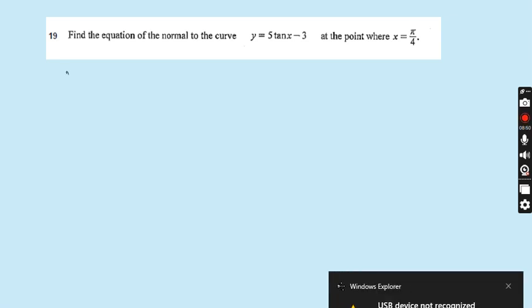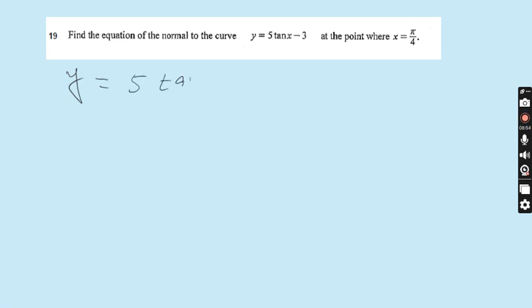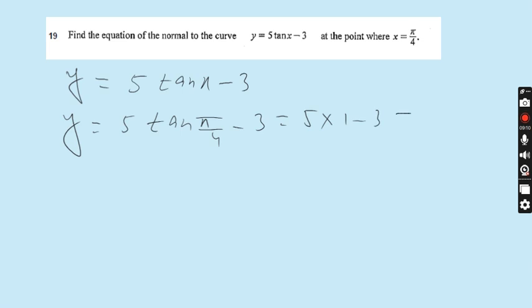Very easy. Write the equation of the curve, y equals 5 tan x minus 3. Put the value of x, which is pi upon 4. 5 into tan pi by 4, which is 1, minus 3. 5 ones are 5, minus 3 is 2. Hence x1, y1: x1 is given as pi by 4, y1 is 2.